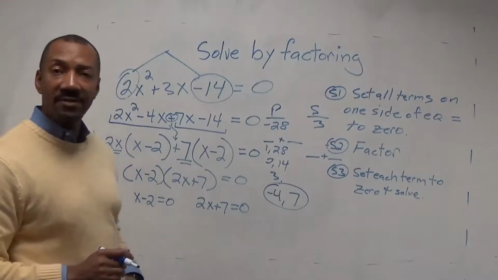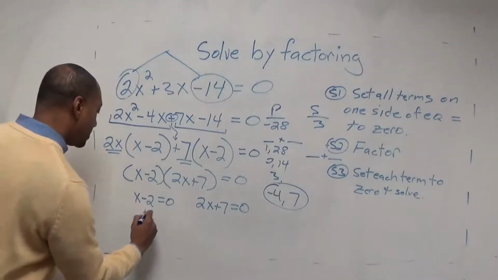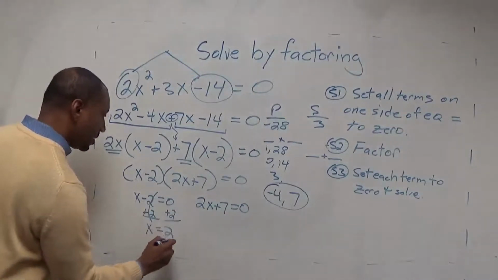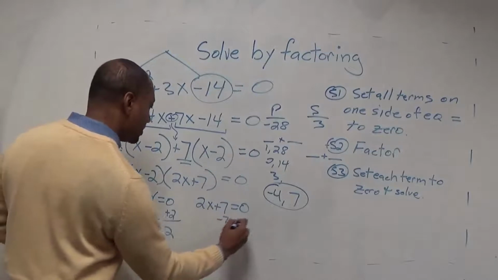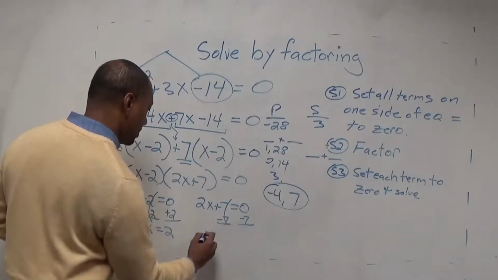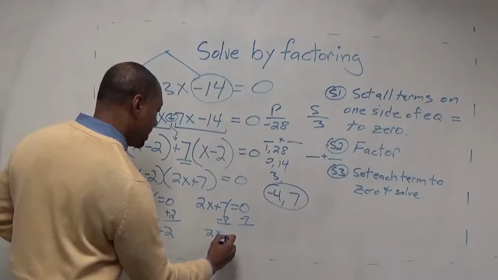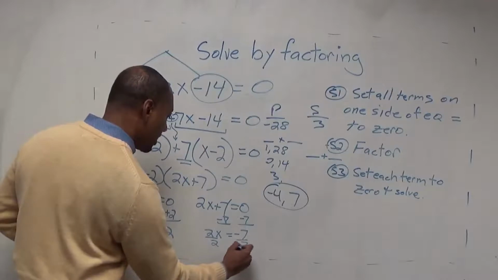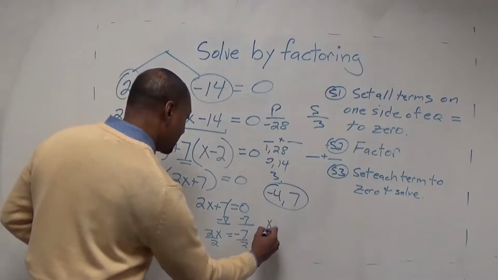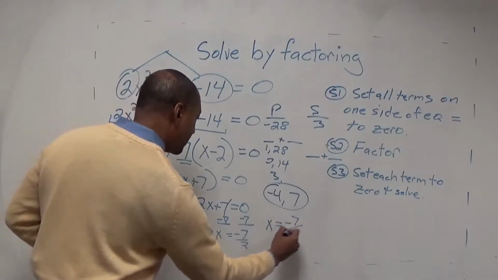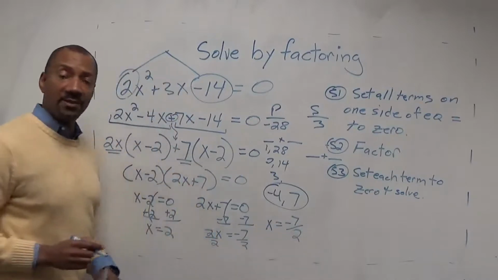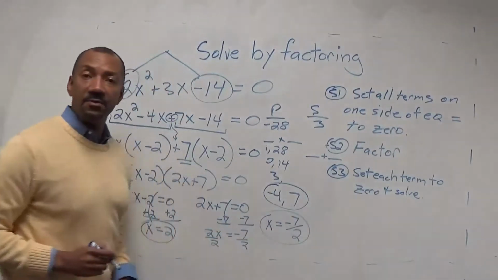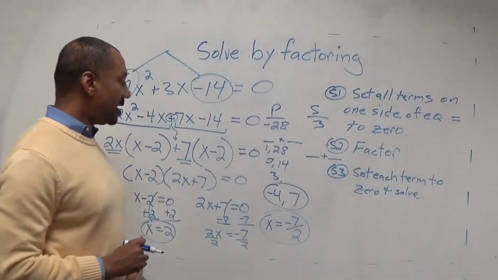Now that we've set each factor equal to 0, let's just solve it. We'll add 2. And over here, I'll subtract 7. We're getting a little close on the space here. 2x is equal to negative 7. If we divide by 2, sorry about that space, it looks like x is equal to negative 7/2. So we've got 2 answers. X is equal to 2, and x is equal to a negative 7/2.